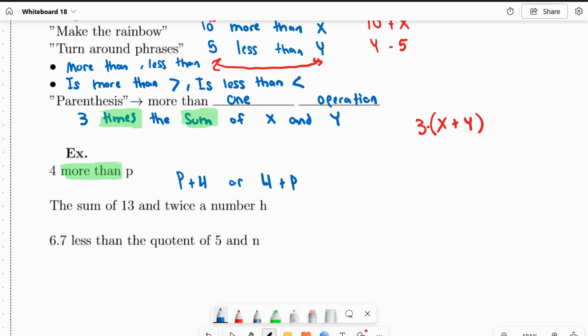Moving on to the second example problem, let's highlight our operations. We have the sum of 13 and twice a number h. So in this case, we have twice, which is an operation that we didn't really go over. So this is one where you just have to think on our own. Twice indicates times 2. When you want twice something, you multiply it by 2. So starting right to left, we have twice a number h. So that tells me that we are going to have 2 times h.